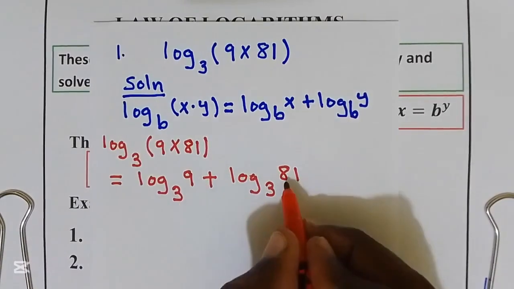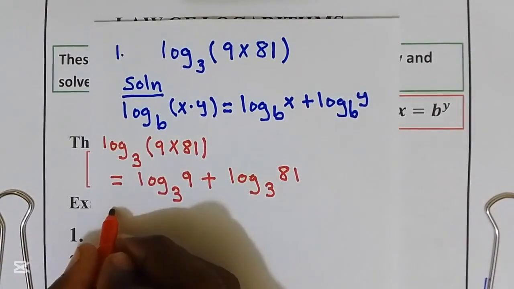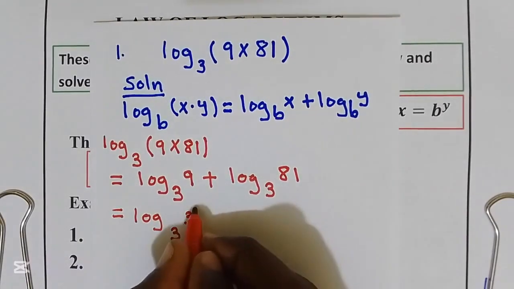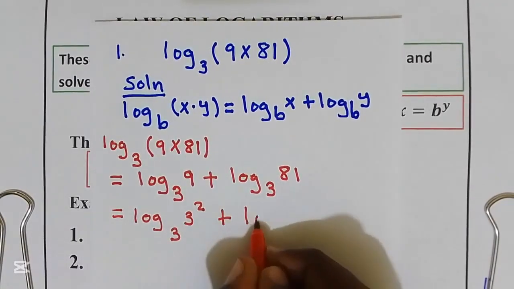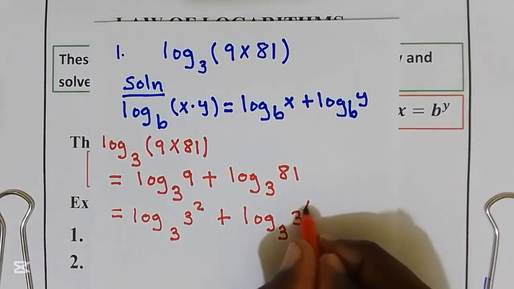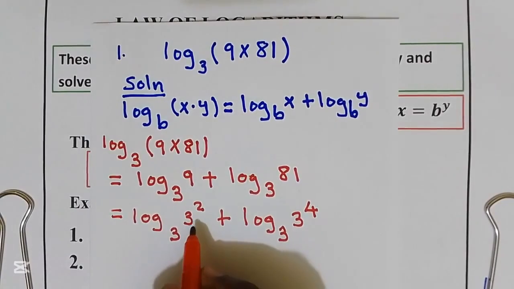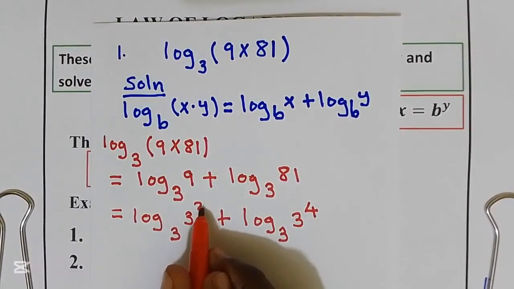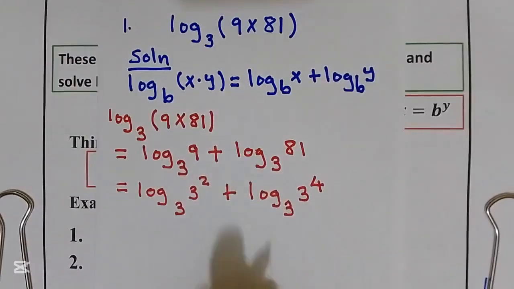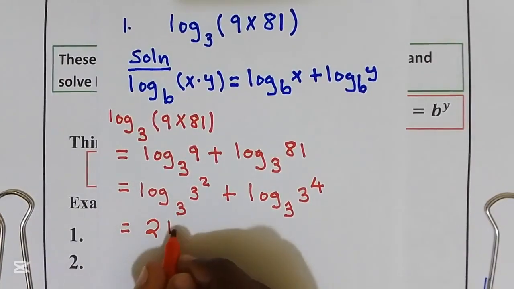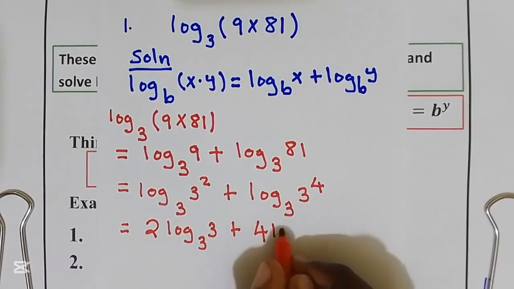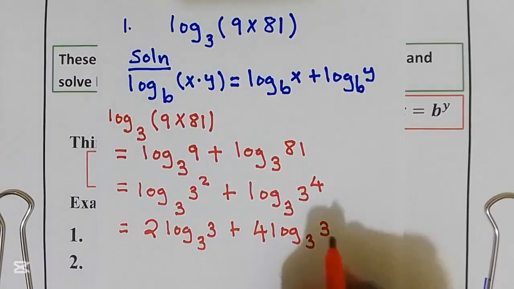Let us put 9 and 81 into power form. That is going to be log base 3, 9 is the same as 3 power 2, plus log base 3, 81 is the same as 3 power 4. By power law, we know we can bring the power in front of log and multiply. And we can bring 4 in front of log and multiply. That is going to be 2 log base 3 of 3 plus 4 log base 3 of 3.